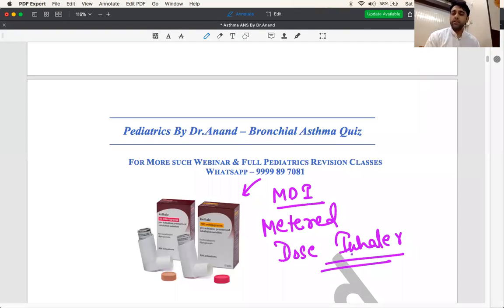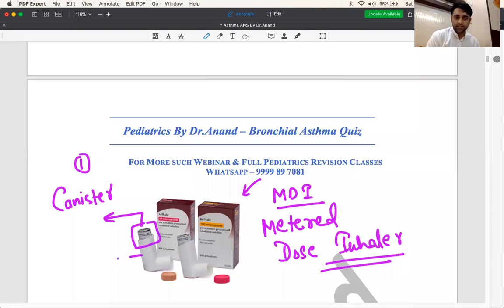This metered dose inhaler has three parts. Can you see this upper part? Rohan, what do you call this upper part? What have I put inside this thing? Very good. So Rimsha is answering. This is nothing but the canister, number one.